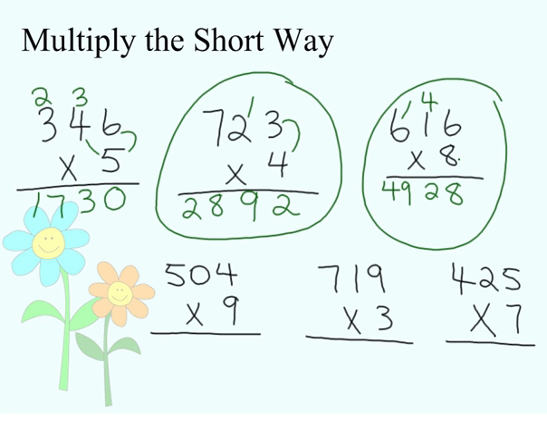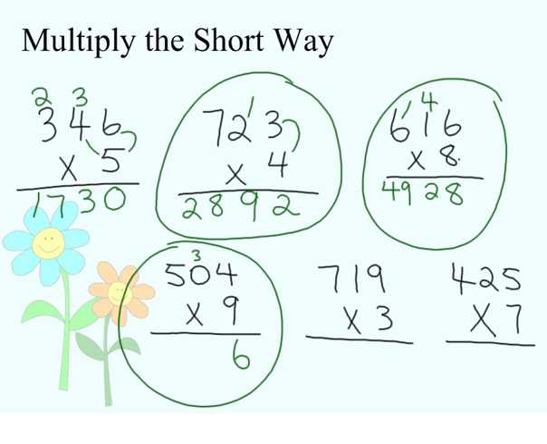Okay, your next question to write down, 504 times 9. So write that down, pause, and then resume playing when you have an answer. Well, what product did you find? Let's see what I find. 4 times 9 is 36. The 6 goes here, 3 goes up there.